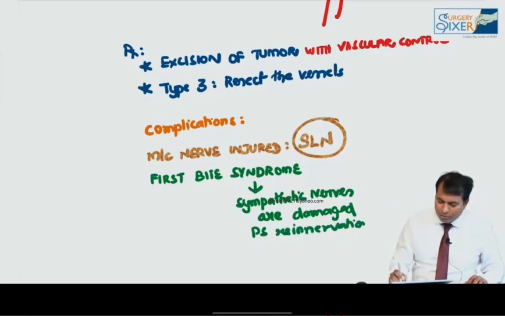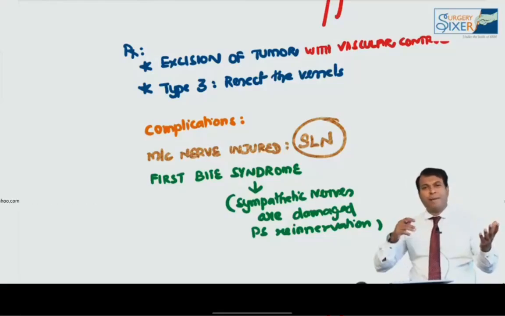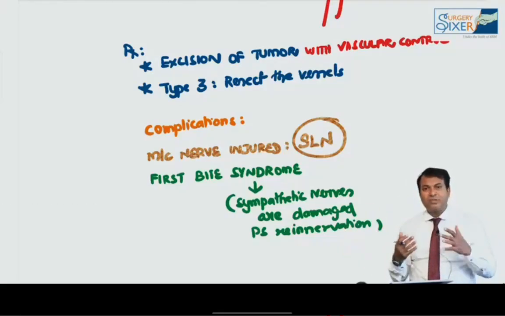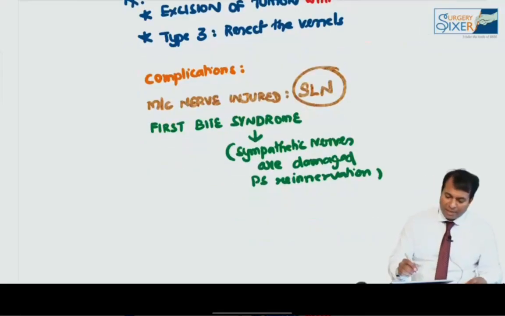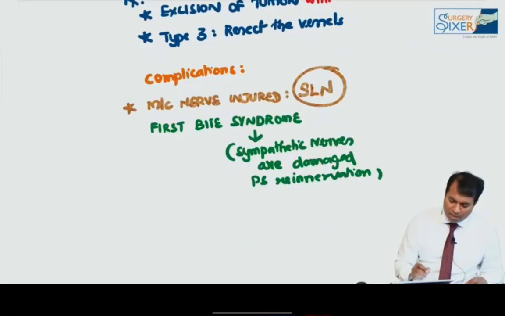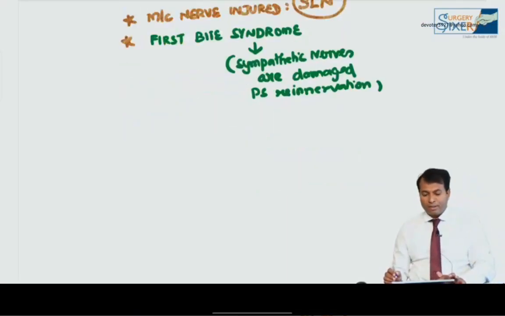This is just opposite to Frey syndrome. In Frey syndrome of the salivary gland, the parasympathetic is damaged and sympathetic overrides. Here the sympathetic nerves are damaged and parasympathetic overrides, resulting in first bite syndrome. As you start eating or chewing, there will be pain in the neck. Please don't forget the important complications of carotid body tumor: the most common nerve injury is the superior laryngeal nerve, and first bite syndrome.